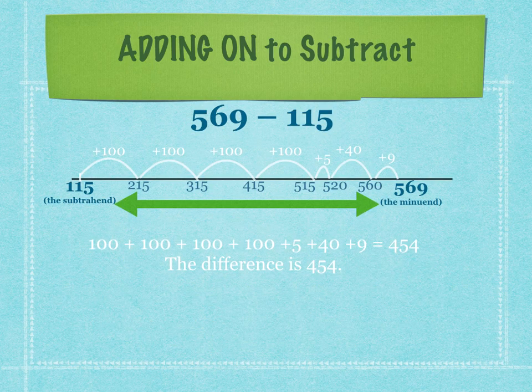We looked at some harder examples too. Here's one that's a little more difficult. 569 minus 115. As you can see, I took some leaps of 100 to 515. I did a friendly leap of 5 to 520, a leap of 40 to 560, and then 9 more to 569. So when I add all those white numbers up, the difference is 454. There's a distance of 454 numbers between my minuend and my subtrahend.